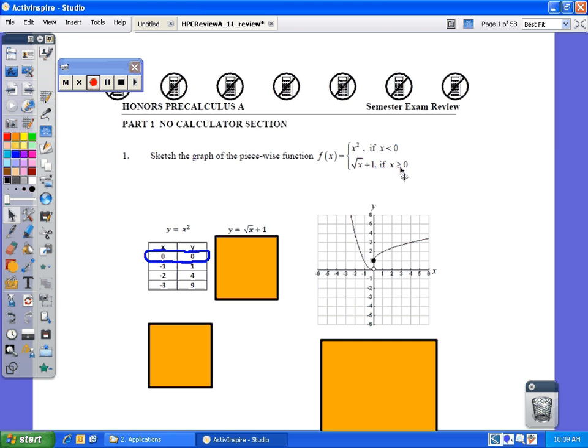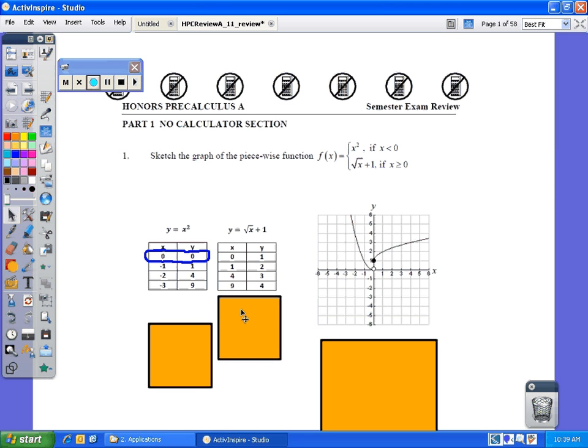In this case, the domain will be values starting with 0, including 0, and bigger. So I created a table for this piece. My first value will be the 0. It is included, so I will not circle it, and then I put in a few more values.